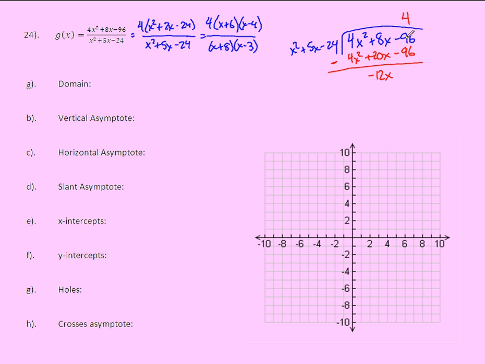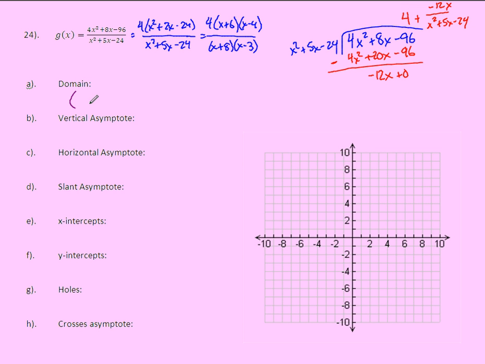And negative 96 minus negative 96 is 0. So my remainder is just negative 12x, over x squared plus 5x minus 24. Now I have everything I need. Let's find what we need.